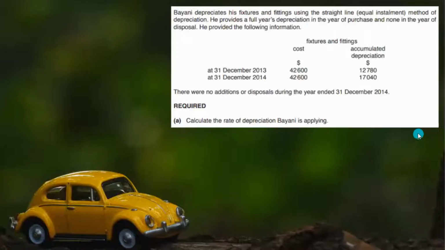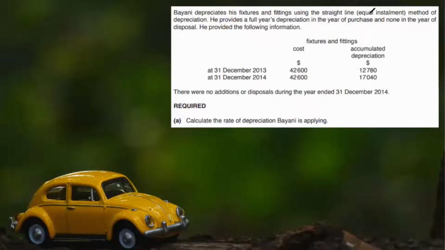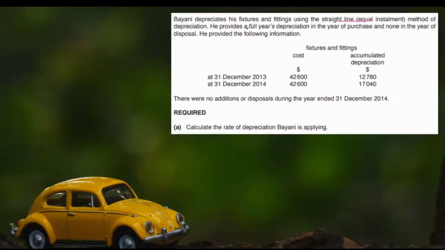Okay, what does this question say? This question says Bhavani depreciates his fixtures and fittings using the straight line method, and he provides a full year's depreciation in the year of purchase and none in the year of disposal. So if they've given figures at the end of 2013 and 2014, and they said that there are no additions or disposals during the year ended, the question wants us to figure out the depreciation charge rate that Bhavani was applying.